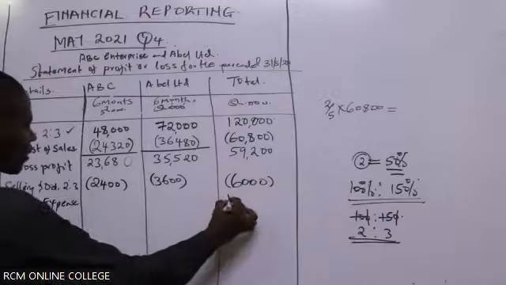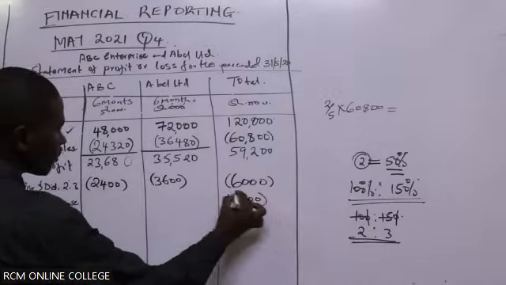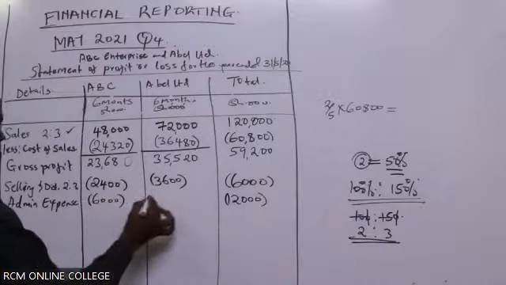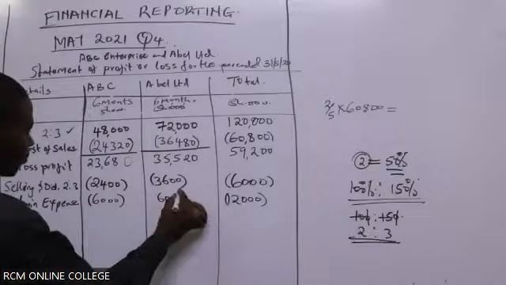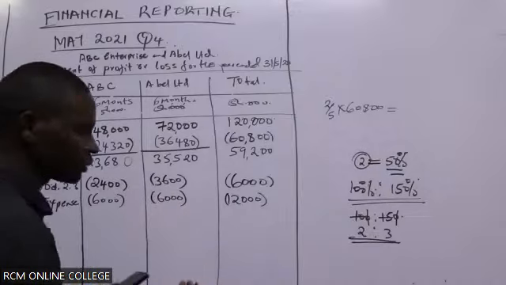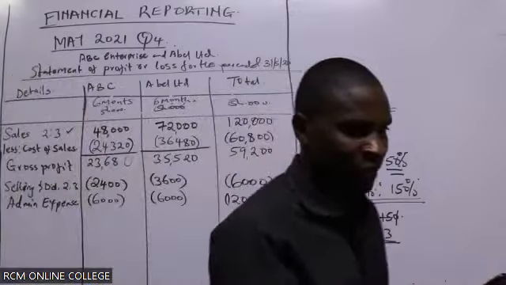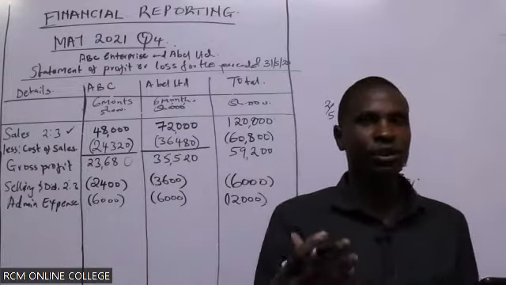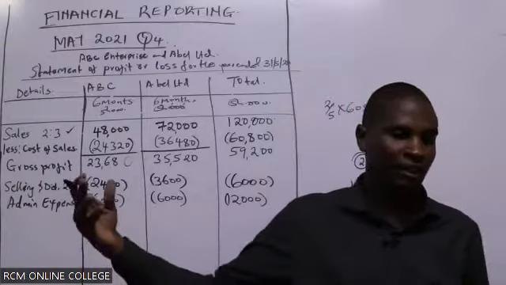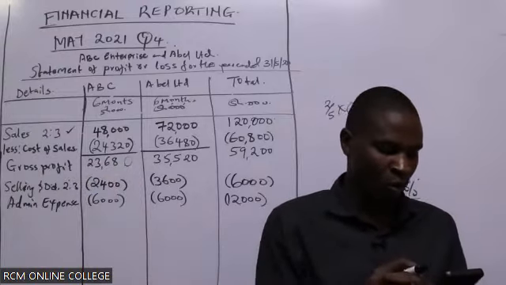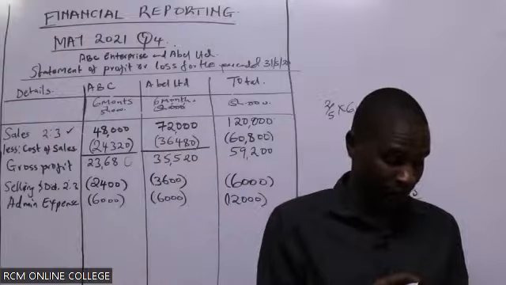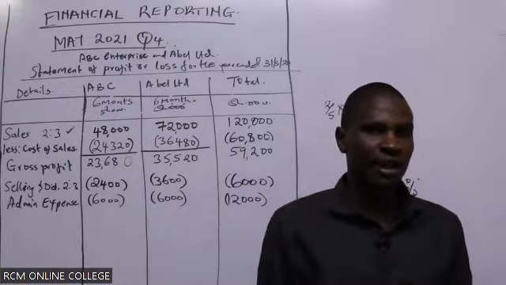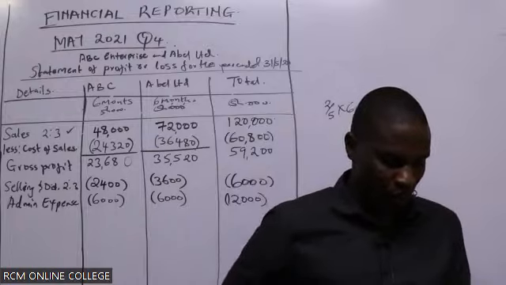So this 12,000, here we shall be having 6,000. And you check whether there is any other information talking about admin, because the examiner may have given other information talking about admin, which will maybe lead to some more adjustment. You have to be checking any information that is linked to that item. So we go to the next one.